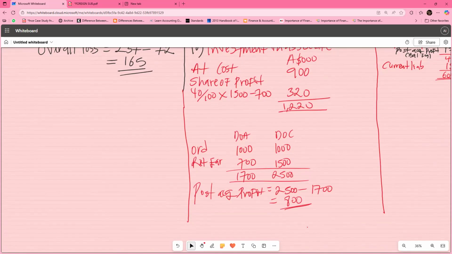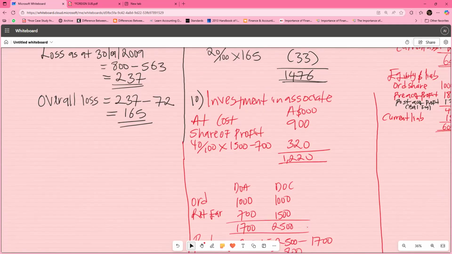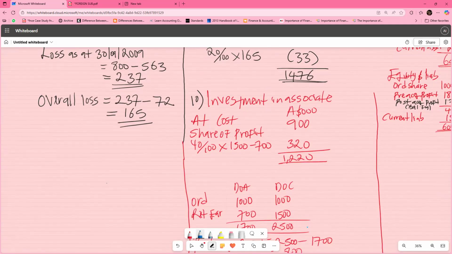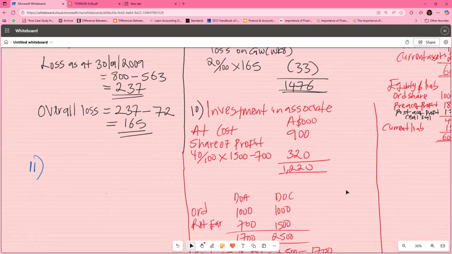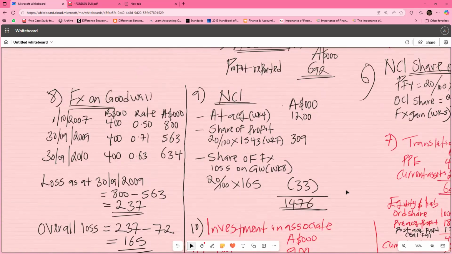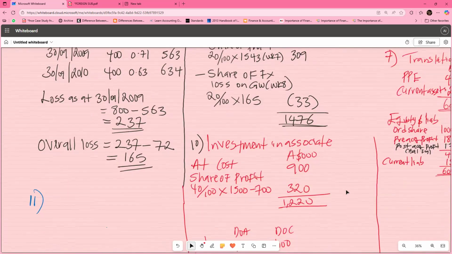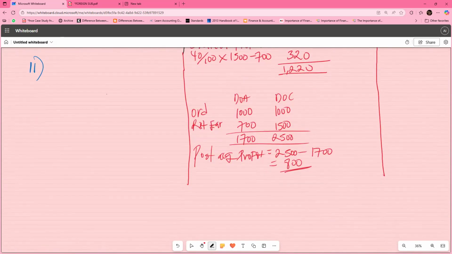Then the final working before we leave you guys to prepare the solution by yourself is to do the consolidated retained earnings. Let me end with that. So we have 11 and 11, but hold on, is there anything left? I don't think so. Is there any more working? I don't think so. No. So let's end it with our consolidated retained earnings.